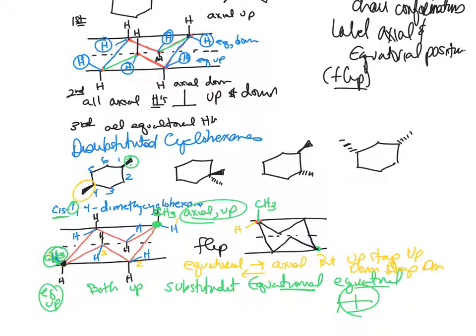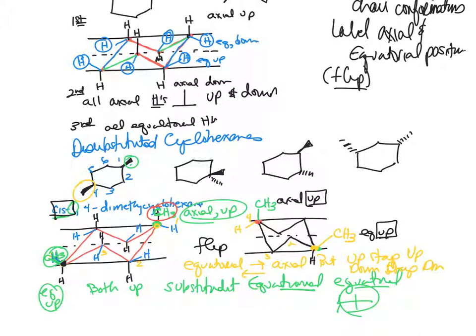So this other methyl here, that's 1, or you could say that's 4. 4, 3, 2, 1. This is your 1 carbon. This would be axial up, so now it becomes equatorial up, and your hydrogen is down. Now notice this is equatorial up, and this is axial up. They both have to be up because they're cis.